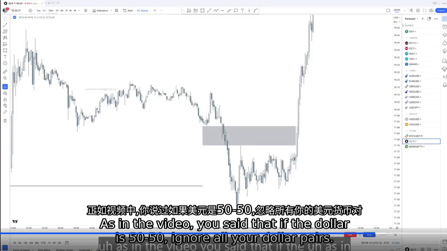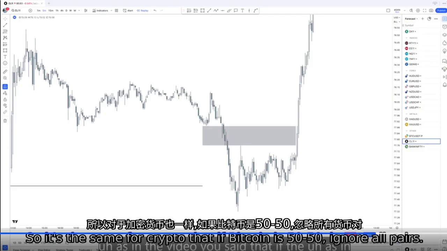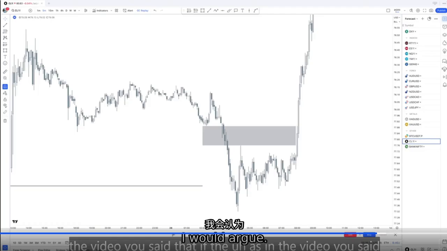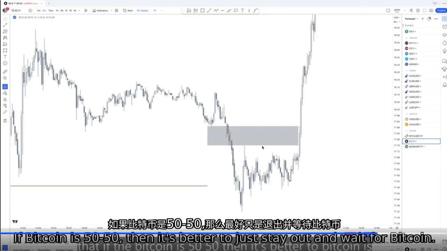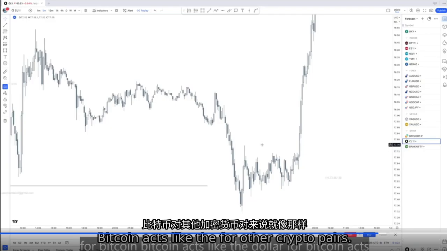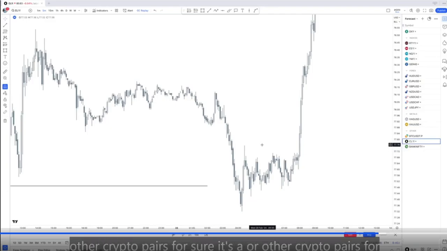As in that video, you said that if the dollar is 50-50, ignore all US dollar pairs. So it's the same for crypto, that if Bitcoin is 50-50, ignore all pairs. I would argue yes. Yes, definitely. If Bitcoin is 50-50, then it's better to just stay out and wait for Bitcoin. Bitcoin acts like the dollar for other crypto pairs, for sure.